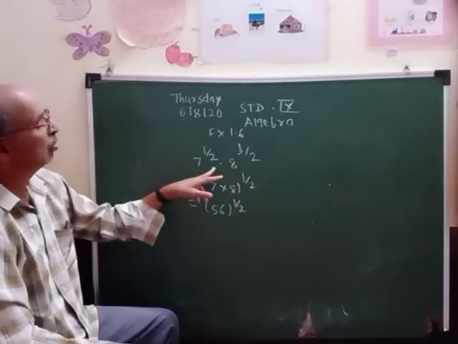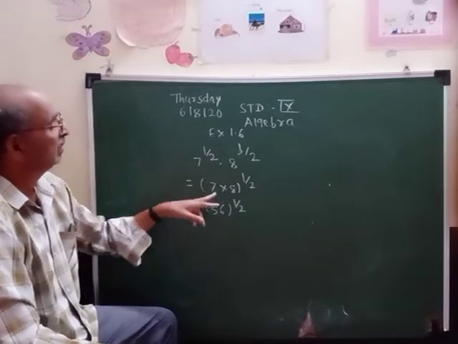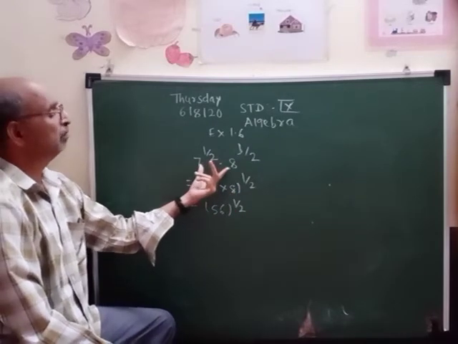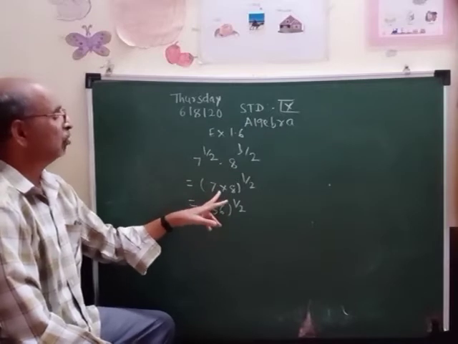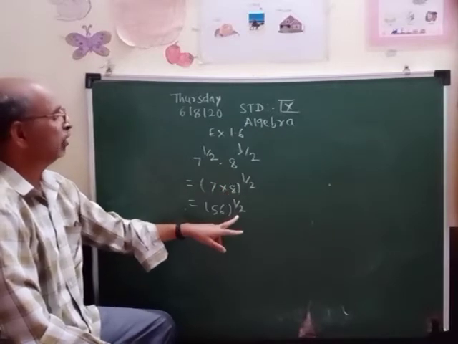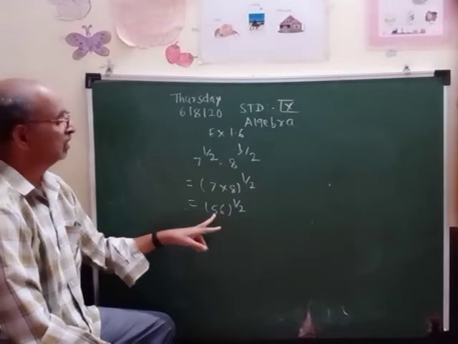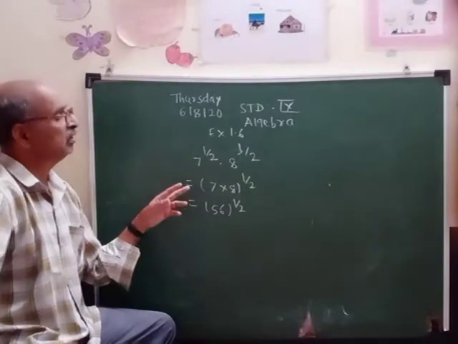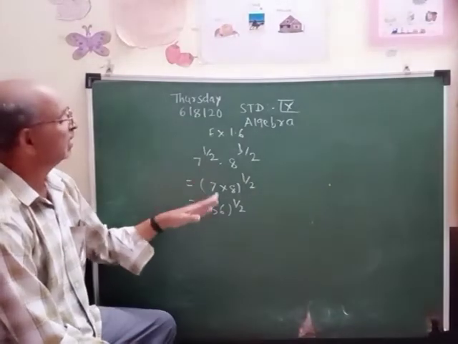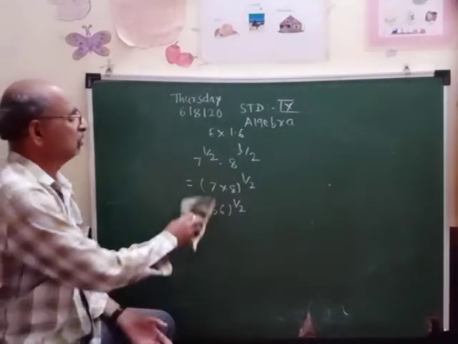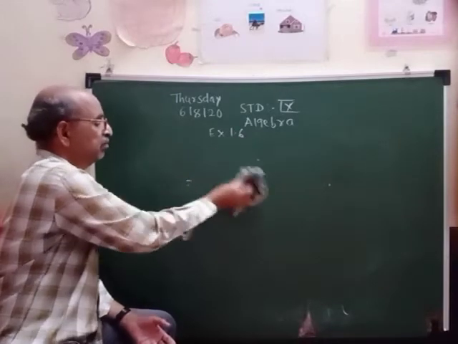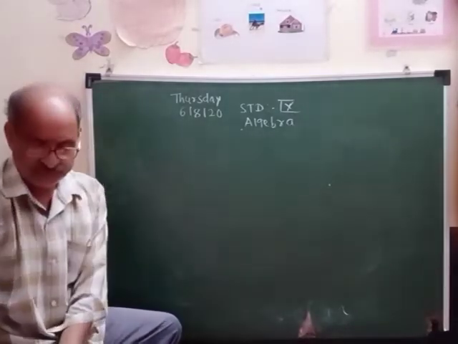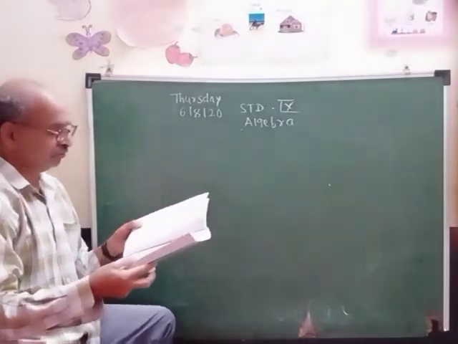So if the base is not the same but the index is common, then that index will be taken common for both the numbers, and then we can multiply or divide, and the common index is what we give for the answer. So here the answer is 56 raised to 1 upon 2. In this way we are using the same rules which we studied last year, only we are using them for real numbers or rational numbers. Next we'll see from exercise 1.6.